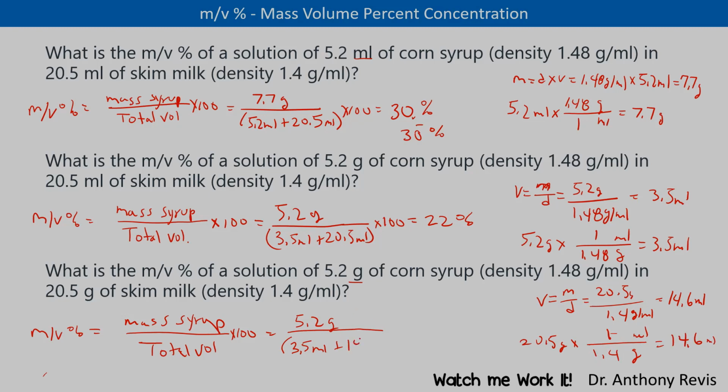So we'll put 14.6 mL right here, mL plus mL, that will work, times 100 to make it into a percentage. And if we run these numbers through our calculator, we get 29%. So there you have it, mass volume percent calculations.